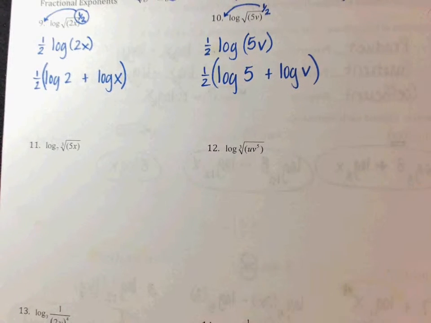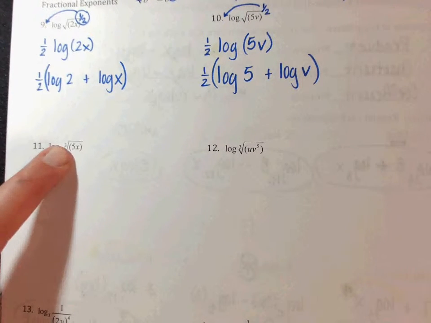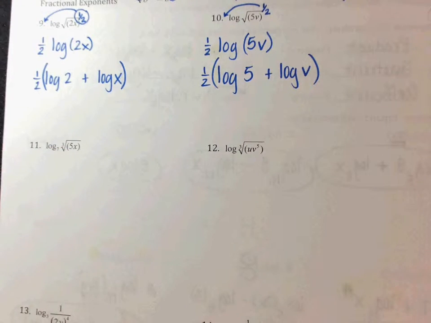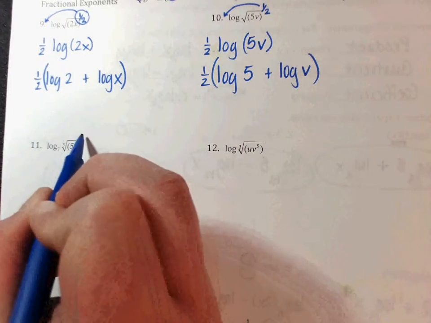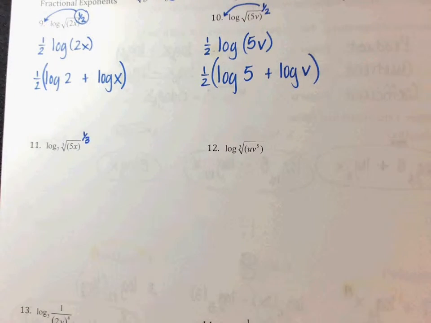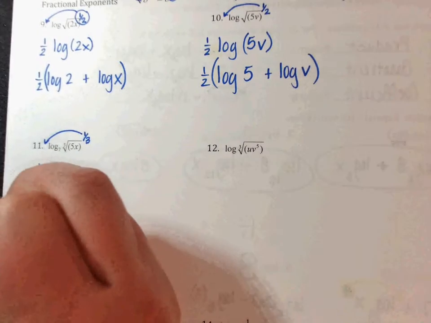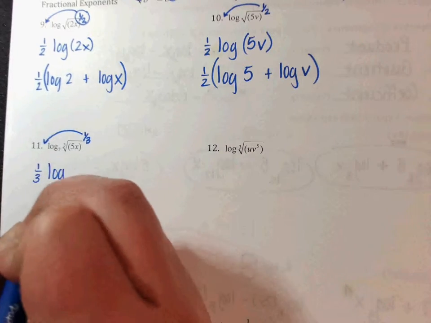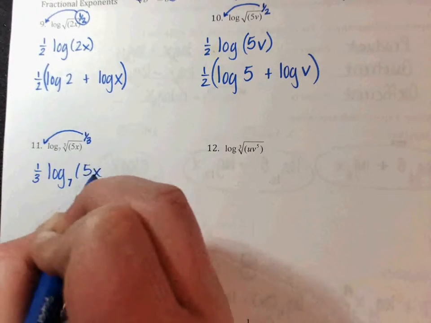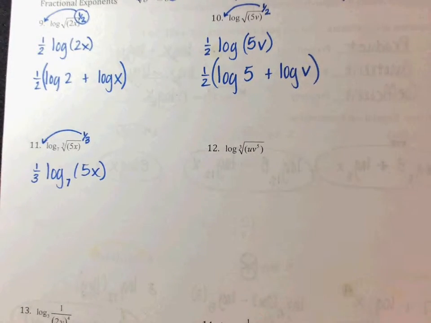Okay, look at your type of root. This one is a cubic root. So when I switch it to an exponent, it'll be a what? It'll be a 1/3. Good job. And then once I convert it to a 1/3, the reason we switch it is so that we can move it out of the way. So my 1/3 is going to come down here to the front, and then I'll have log little 7 of 5x.